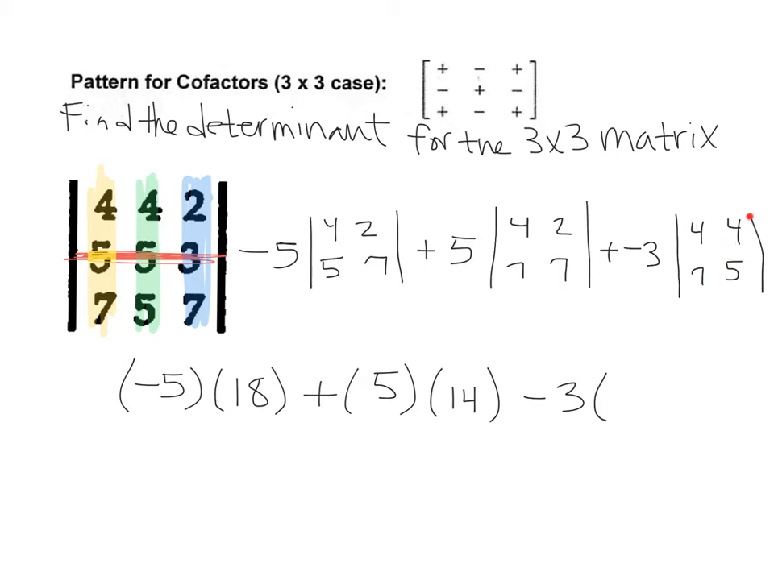So 20 minus 28 is negative 8. So negative 8 right there. And now we kind of simplify this. We're going to get negative 90 here, plus 5 and 14 is 70, plus, and then negative 3 times negative 8 happens to be positive 24. So go ahead and combine all of that, and you're going to end up with the magic number 4.